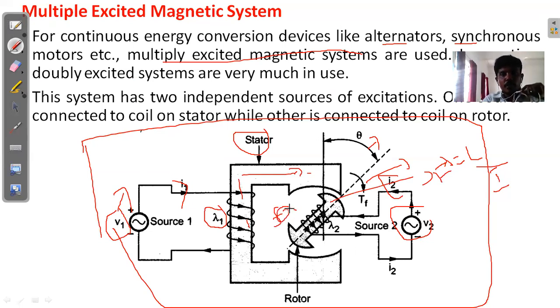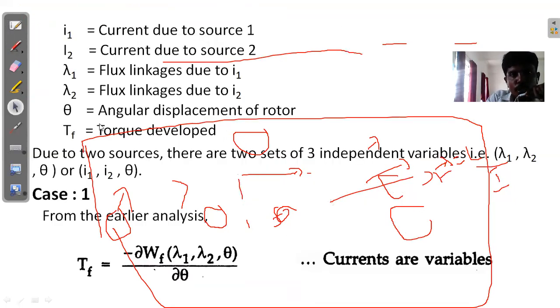So in this case, we are going to find out how much force will be needed to rotate that particular machine. That parameter we will calculate, and we also know that the force moment is called torque. The torque parameter also we are going to find out. As I already told, I1 is nothing but the current due to source one, and I2 is nothing but the current due to source two.